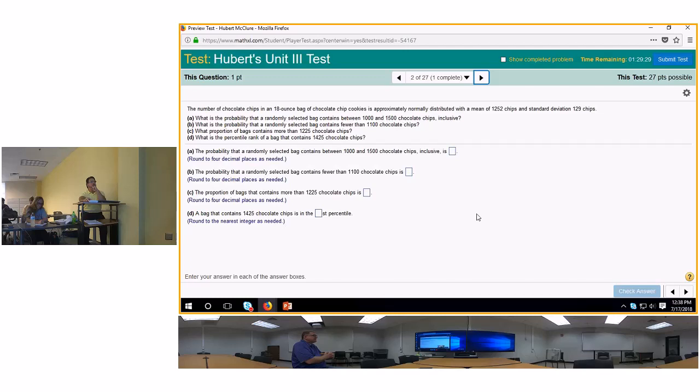The number of chocolate chips in an 18-ounce bag of chocolate chip cookies is approximately normally distributed with a mean of 1252 and a standard deviation of 129 chips. And you need to answer A, B, C, and D. Okay? So, let's pull up our handy-dandy whiteboard.